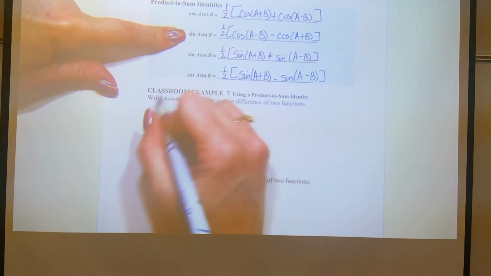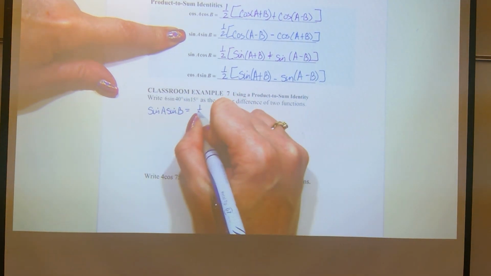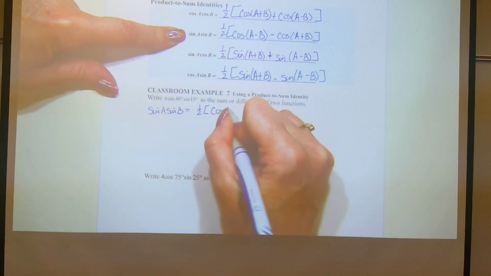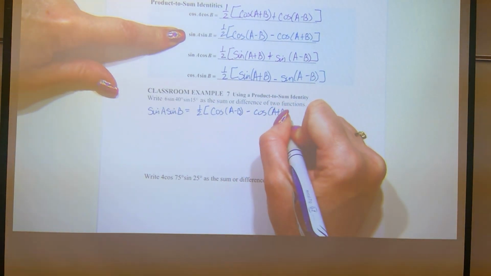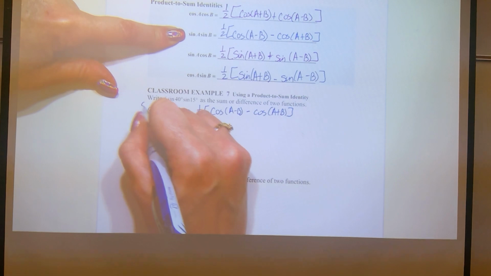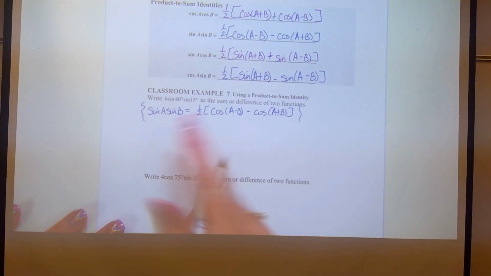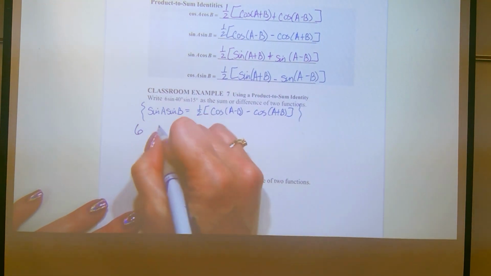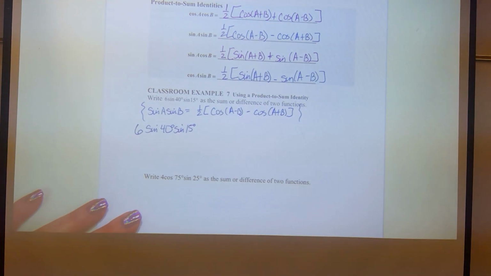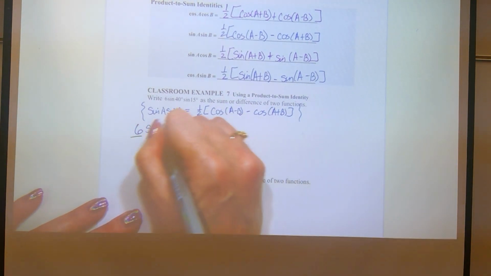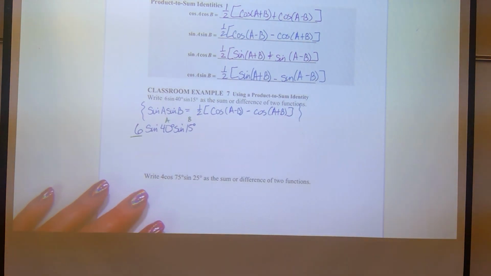Let's go ahead and write it. Let's say sine A sine B is 1/2 times cosine of the difference minus cosine of the sum. That's what I'm using right there. Okay, sine A sine B, but I've got 6 times sine A sine B, where I'm multiplying in a coefficient of 6. A is 40 degrees, B is 15 degrees. All right, let's plug in.